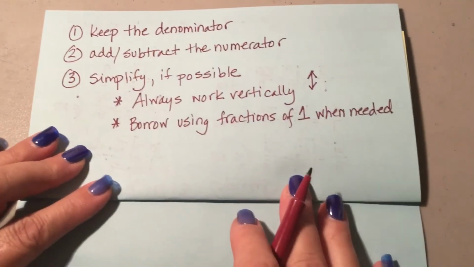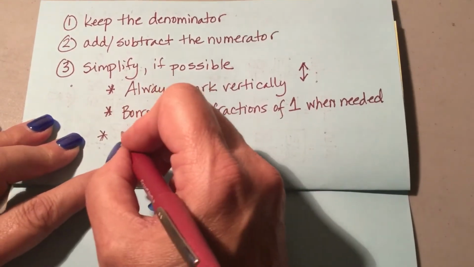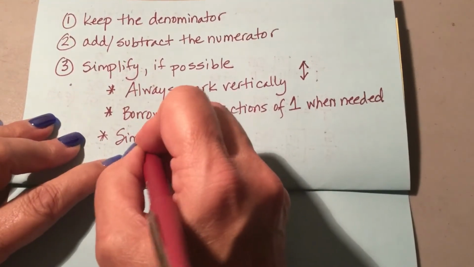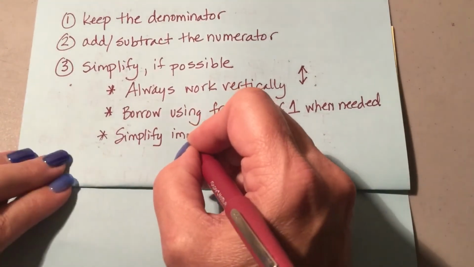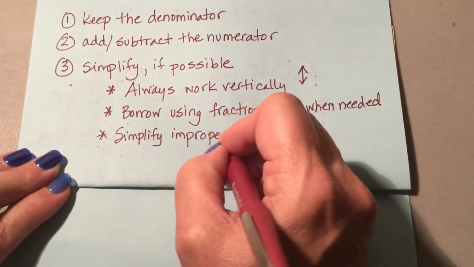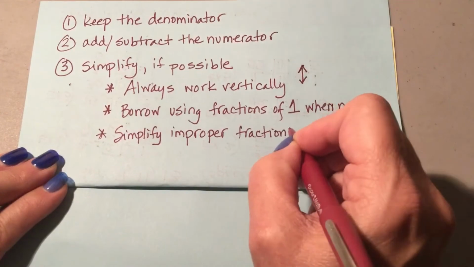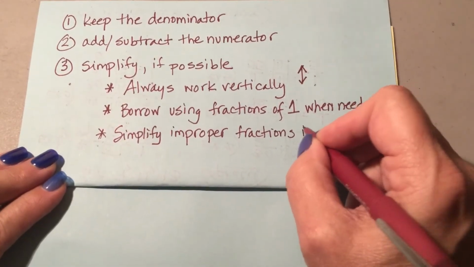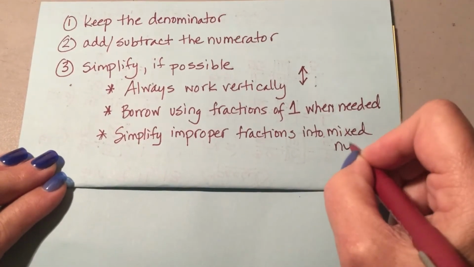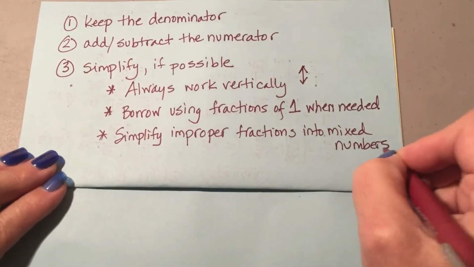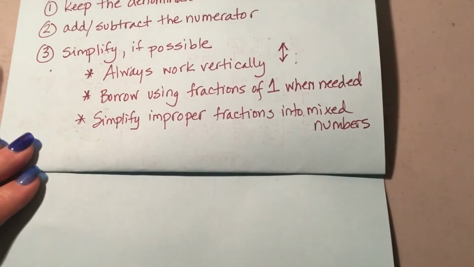And the last thing to think about in our rules is to simplify improper fractions into mixed numbers. We're going to talk about what an improper fraction is in a second. So you want to simplify improper fractions using mixed numbers. Let's talk about what that looks like.